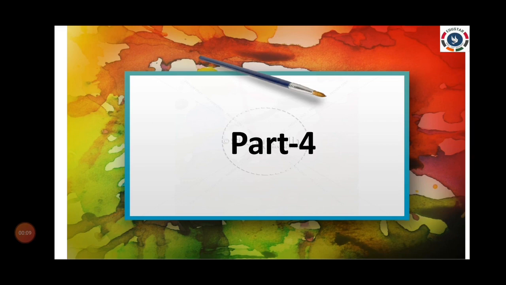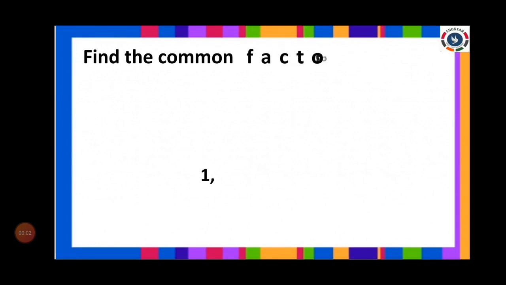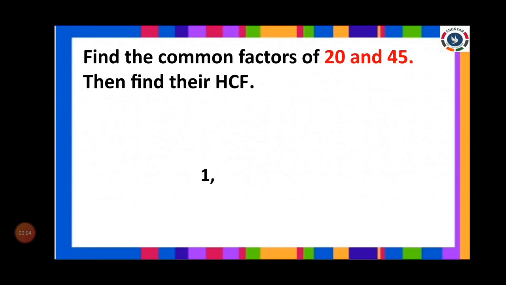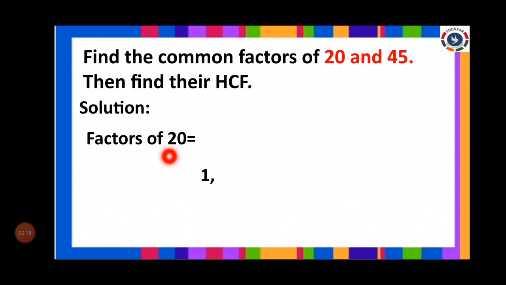So let us study: find the common factors of 20 and 45, then find their HCF. So now I am going to find the factors of 20 and 45. Solution: factors of 20, we are going to find. So first one, 1 twenties are 20.